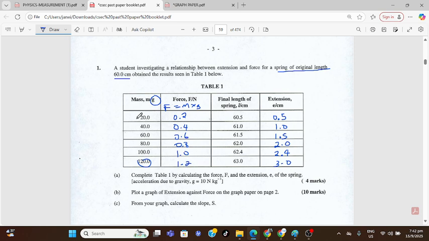So to convert from grams to kilograms, I have to divide by 1,000. So I divide this by 1,000, and then I multiply by 10. Let me know if my calculation is wrong or right. So divide 20 by 1,000, and then multiply by 10, and you're going to plot the graph of that. You're going to plot a graph of extension against force. So extension goes on your y-axis, and force goes on your x-axis.